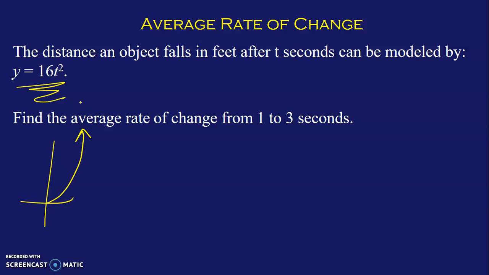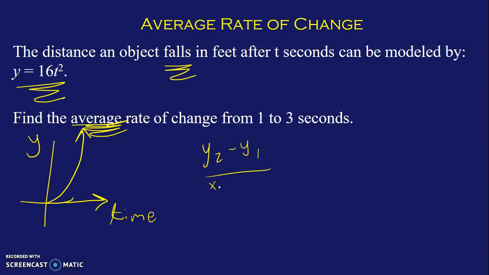Wait a minute, something went wrong there. Oh, this is telling me as time increases, this y is the distance that it's fallen. So even though the y value is going up, that's telling me how much it's fallen. Okay, so I want to know the average rate of change. When I see the word average, I know it has to be a slope calculation. So I'm just going to be doing y2 minus y1 over x2 minus x1 from 1 to 3 seconds.